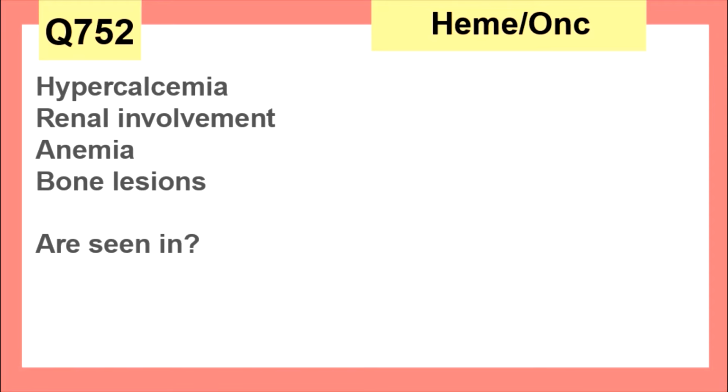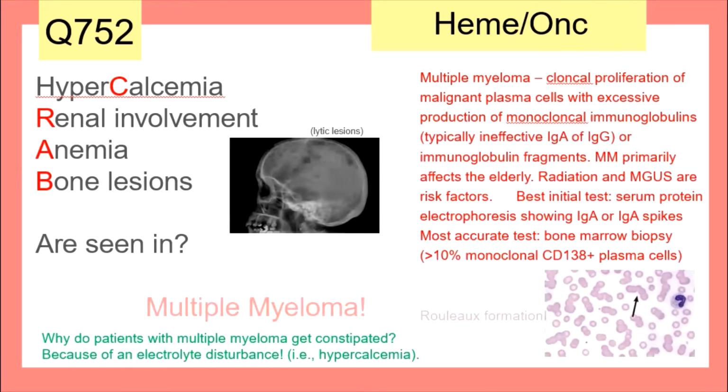752. So we saw this already. Hypercalcemia, renal involvement, anemia, bone lesions are seen in multiple myeloma. You can take a look at that over here. Most of this is just review.